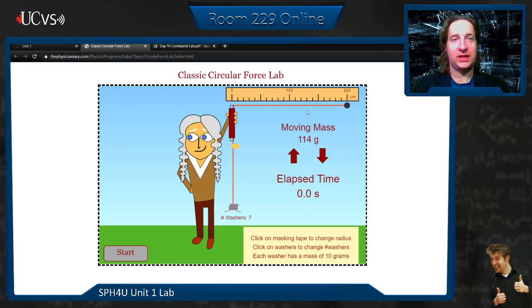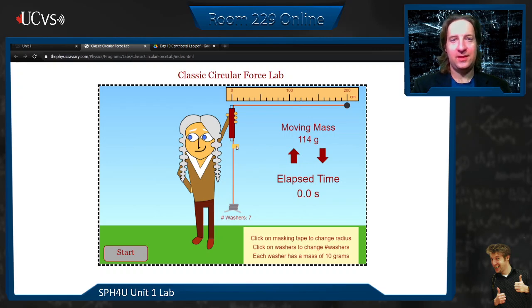We can also change the length of the string. This is a little bit tricky. There's a little piece of masking tape here. I do this lab in real life, and you need this little piece of tape stuck to your string to ensure that the string isn't going up and down. We want an equilibrium situation when everything's spinning, and I'll explain what I mean by that.